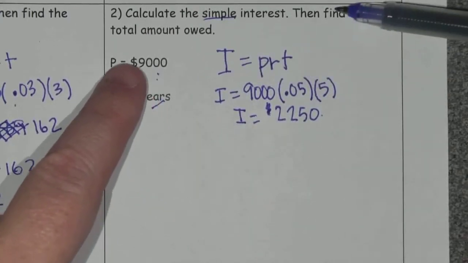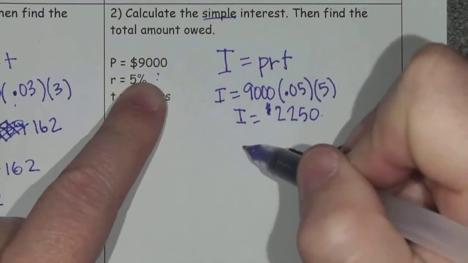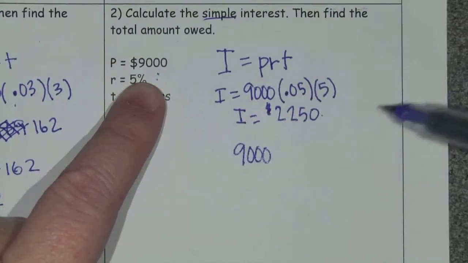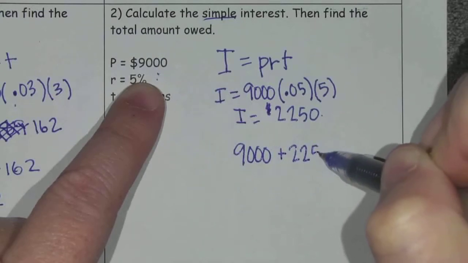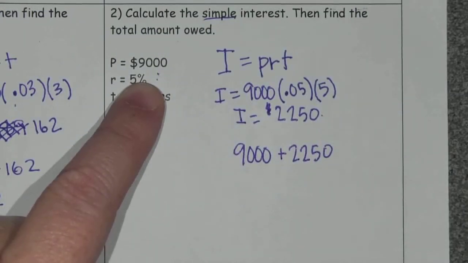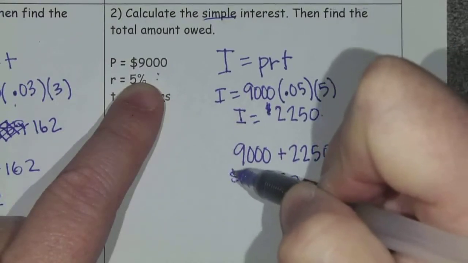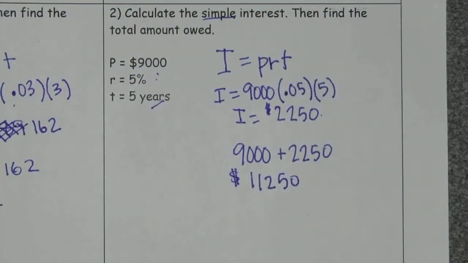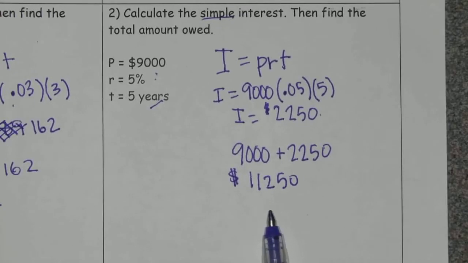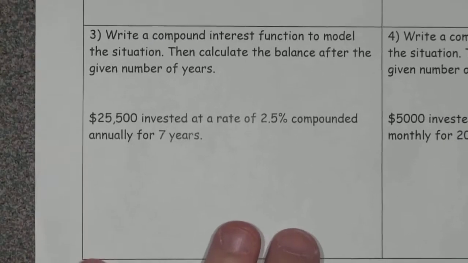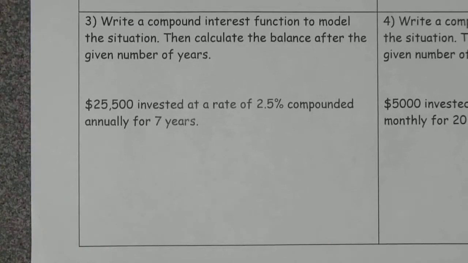Okay, so again, if it says find the total amount owed, then I started owing $9,000 because that's how much I borrowed. I'm going to have to pay that interest as well, which is the $2,250. So how much total is that? Yeah, $11,250. Okay. Questions on how I did that? No. Okay.